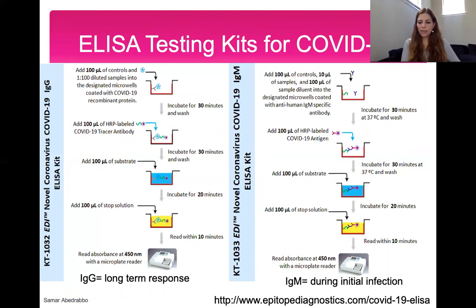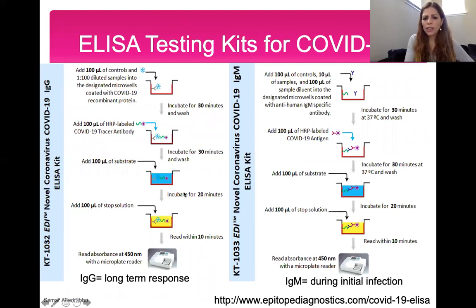IgM is the antibody that your body makes in the beginning of an infection. So in the beginning, when you have the coronavirus infection, and then IgG you make in the beginning too, but it stays long term. So hopefully if you've been infected and you've overcome the infection, you're relatively healthy, you still have IgG antibodies. So if you're ever exposed to the virus again, your body can fight it off. Although there's varying research about that.